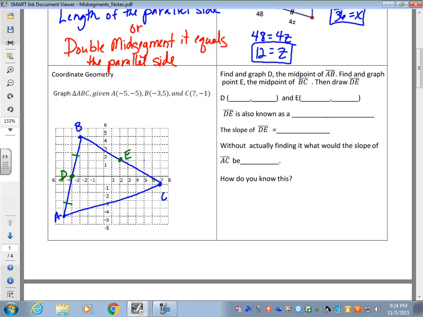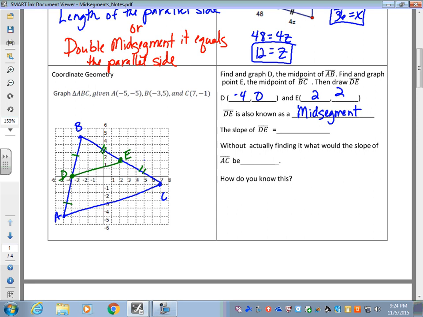All right, so then they just want the coordinates of D. So D was -4, 0, and E was 2, 2. So DE is also, when I connect it, because these are midpoints, a segment that joins the midpoints of two sides of a triangle is a midsegment. So DE is known as a midsegment.